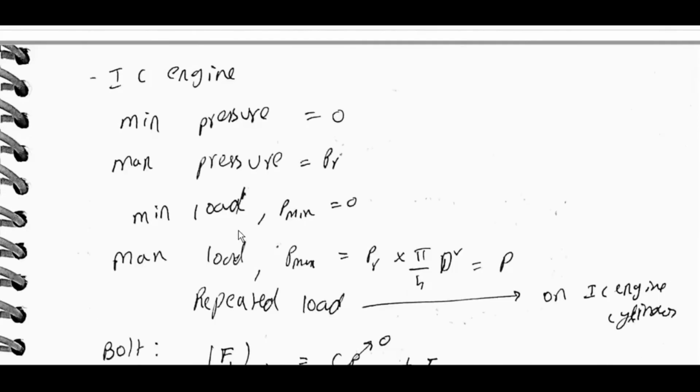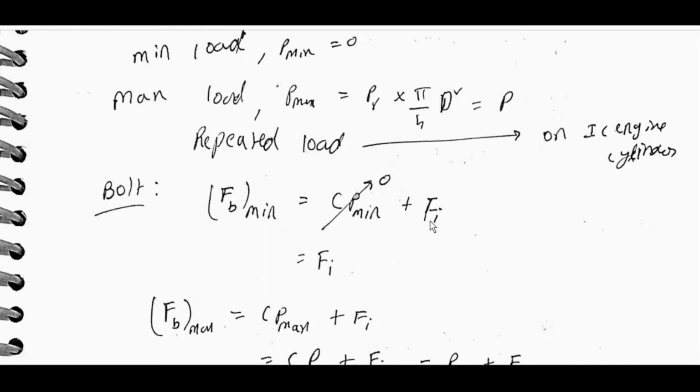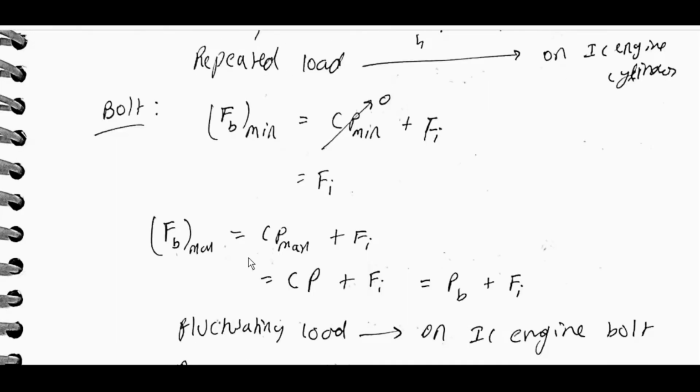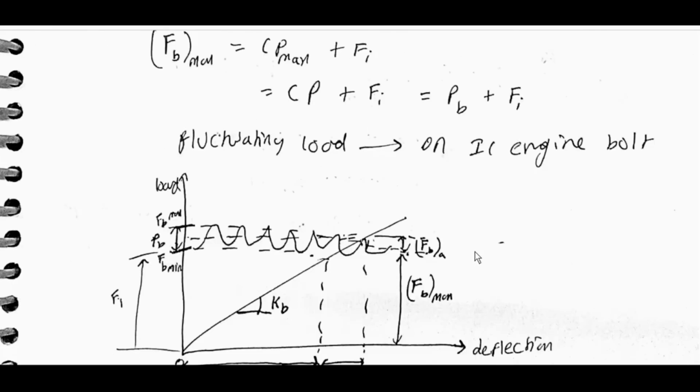IC engine: minimum pressure is equal to 0, maximum pressure is equal to PR. Minimum load P min is equal to 0, maximum load P max is equal to PR into pi by 4 D square. Repeated load on the IC engine cylinder. FB min is equal to C P min plus Fi. FB max is equal to C P max plus Fi is equal to CP plus Fi, which is PB plus Fi. Fluctuating load on IC engine bolt.